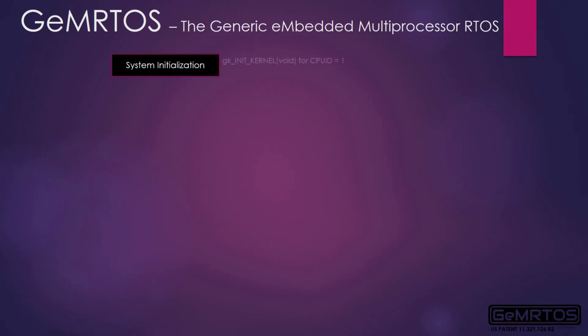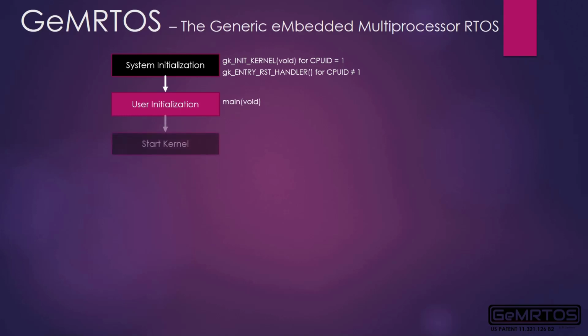The system status determines the tasks that have to be executed. The processor with the identification number 1 performs system initialization during system boot. The processor with the identification number 1 then executes the user initialization defined in the program's main function. The user tasks and scheduling lists are created and configured in the main function. The GeMRTOS is then started, and the remaining processors are integrated into the system runtime.